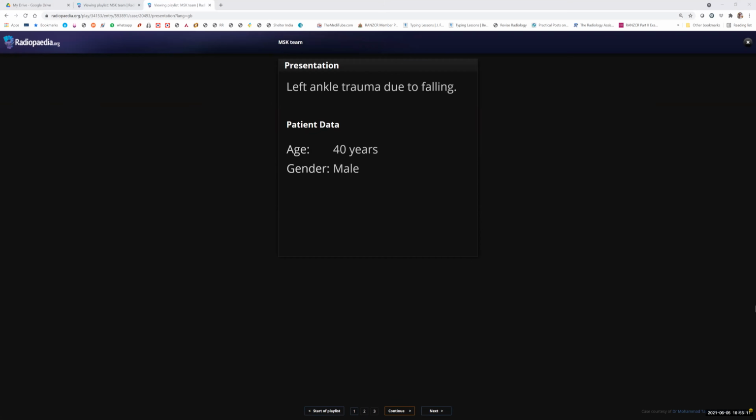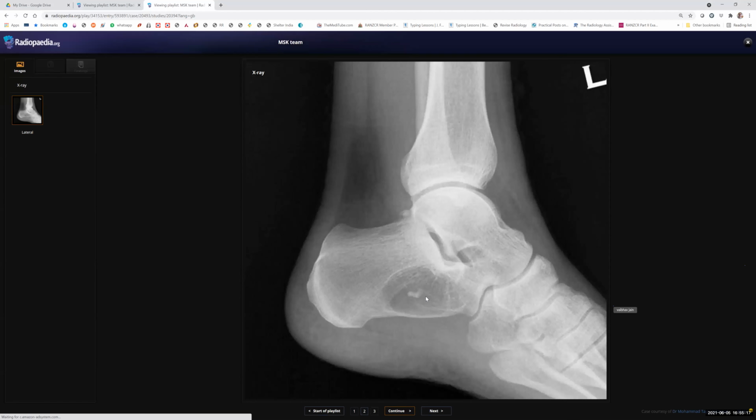Then this one is an ankle trauma due to falling. It is a very small, beginning case, like a warm up case. Just say that there is a lucent lesion with a well-defined margin and a central dot or cocktail. So the sign is called the cockade sign. It's a calcaneal lipoma. It's a typical location of lipoma, after the femoral neck region.